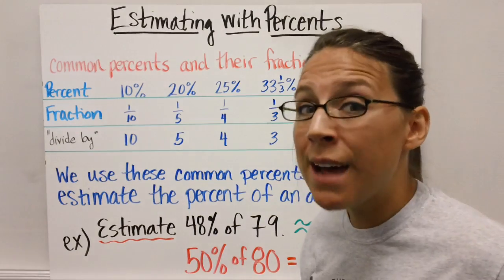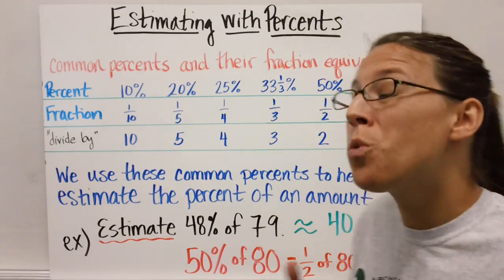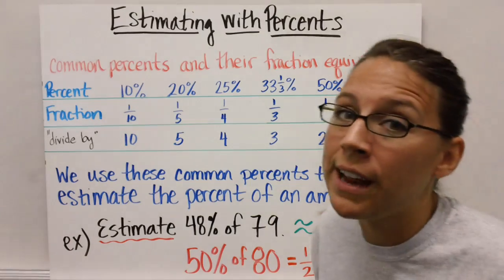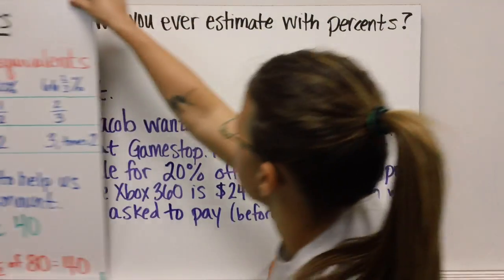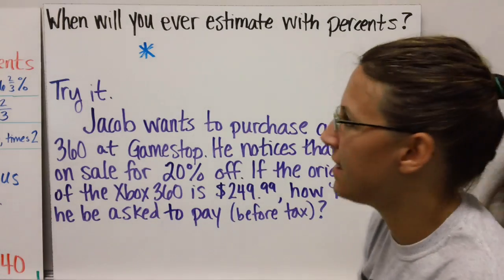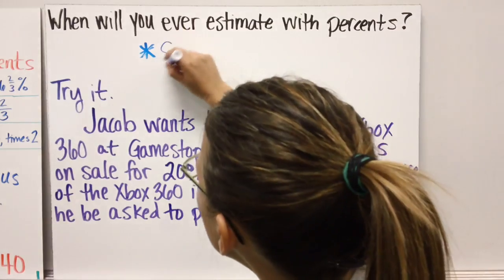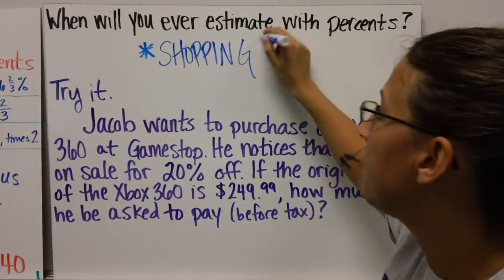Is it going to be exactly 40? No. Sometimes will our estimate be an exact answer? Actually, yes. But we're not worried about that. 40 is a really good answer for an estimate here. So when will you ever estimate with percents? The answer most of the time is going to be shopping.